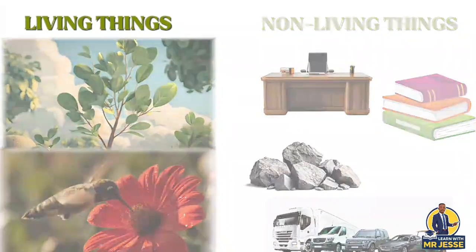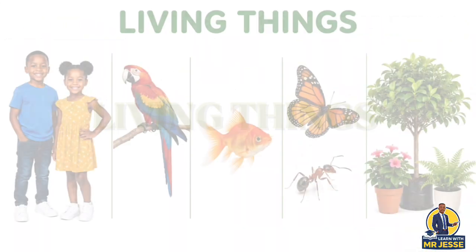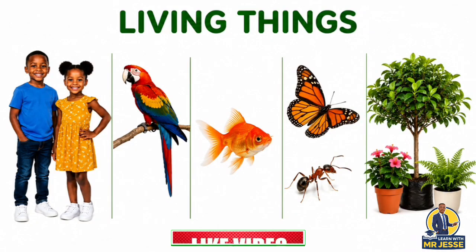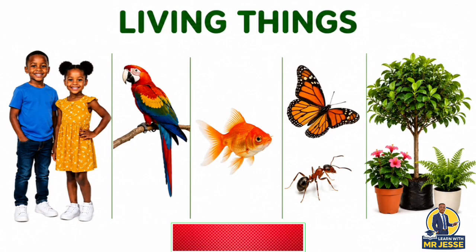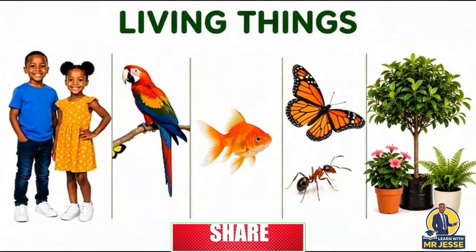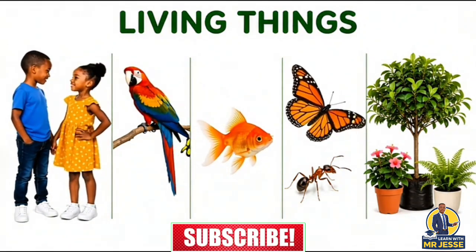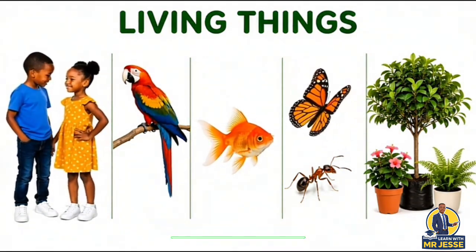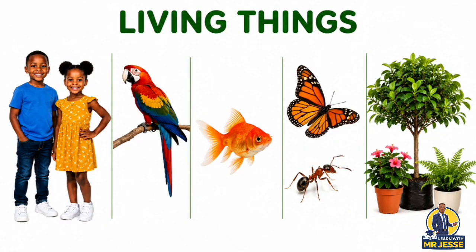Let us begin with living things. Living things are things that have life. They carry out special activities known as life processes. These activities show that they are alive. Examples of living things include human beings, birds, fish, insects, and plants. In future lessons, we shall learn more about plants and animals as living things.